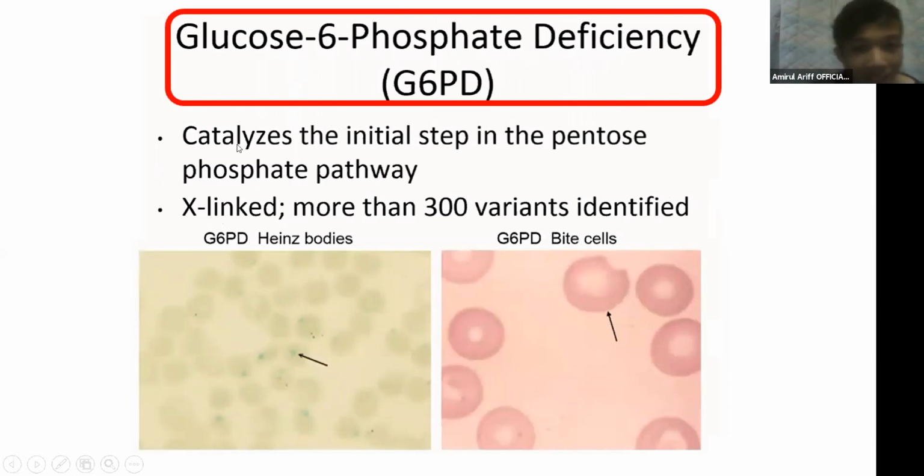Next is G6PD deficiency. G6PD is actually the enzyme used to catalyze a step in the pentose phosphate pathway. So this is X-linked, common in boys.